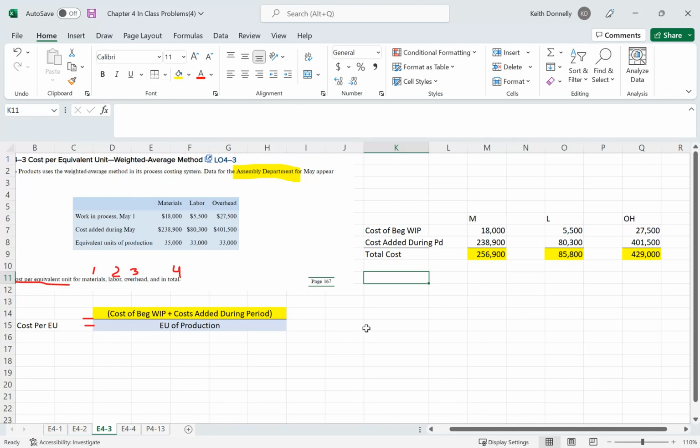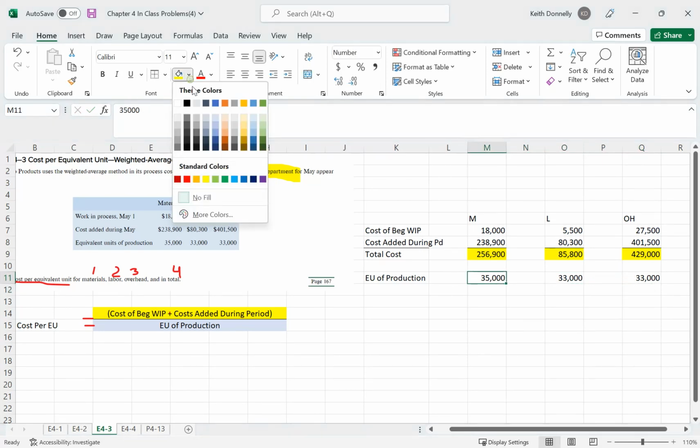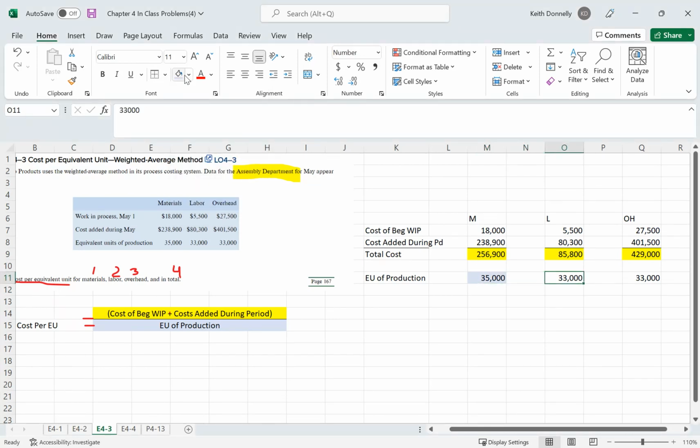Next, we got to look at the denominator. This is going to be our equivalent units of production. And we can snag this right from over here. It looks like for materials, it's 35,000. For labor, it's 33,000. For overhead, it's 33,000. Let's make this light blue to conform with the light blue down there.